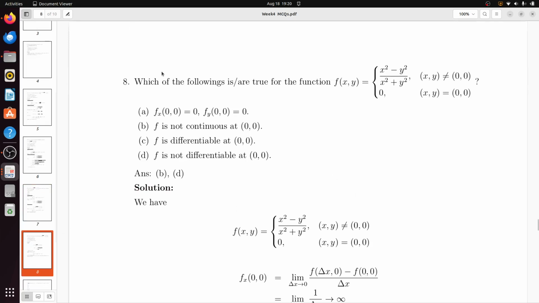Next problem. Which of the following are true for the function f(x,y) equal to x square minus y square by x square plus y square when (x,y) is not equal to (0,0), and 0 when (x,y) equals (0,0)?